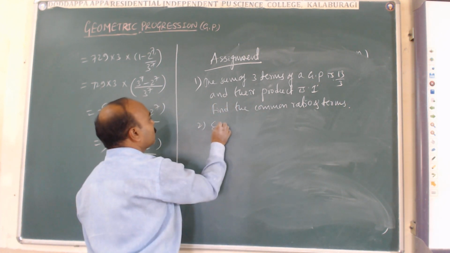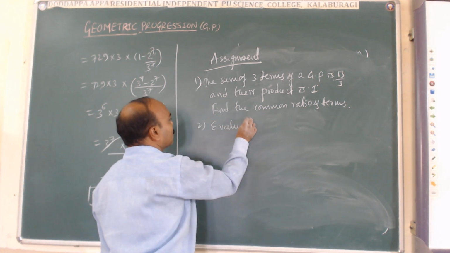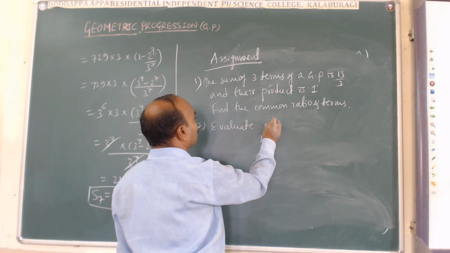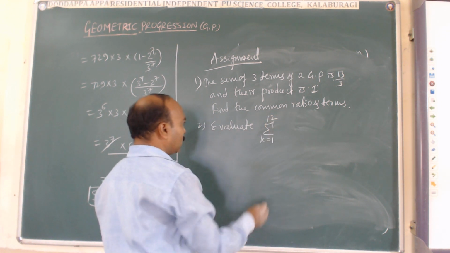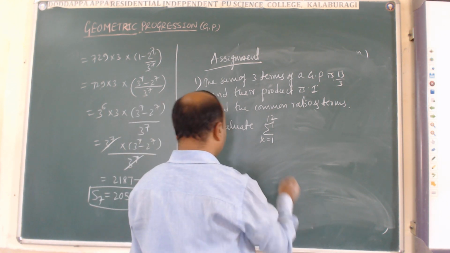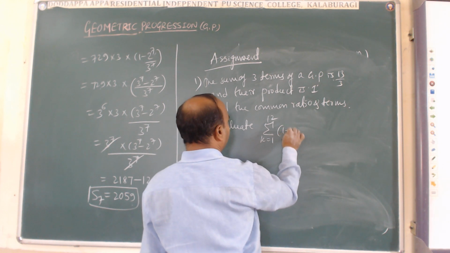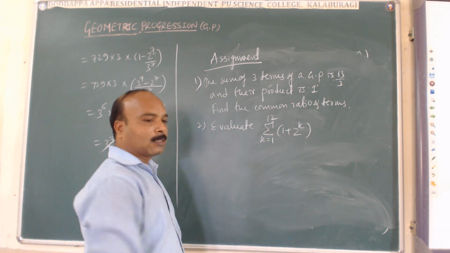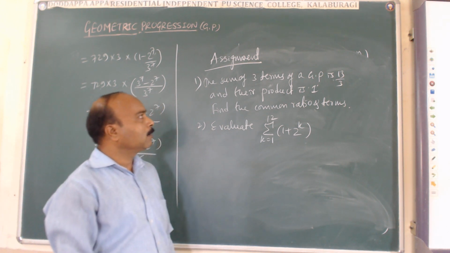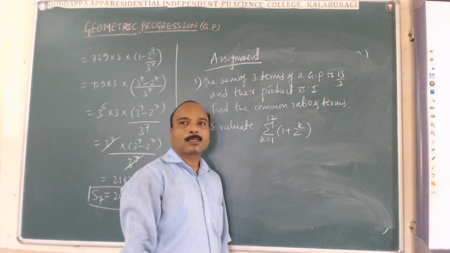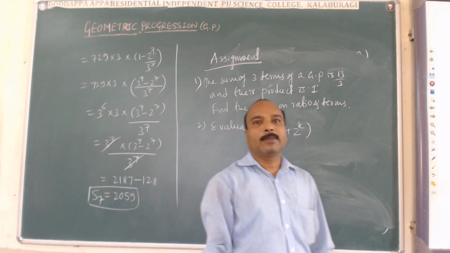Second one: evaluate the sum from k equal to 1 to 12 of (1 + 2^k). These two are similar to previous questions only. In the next class we go for some more examples on geometric progression.